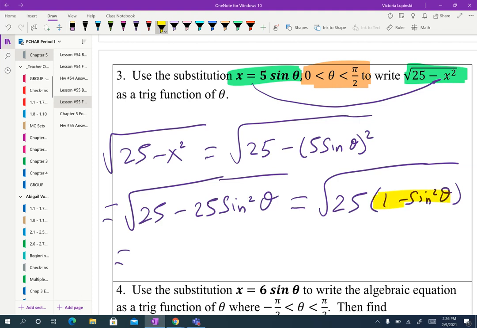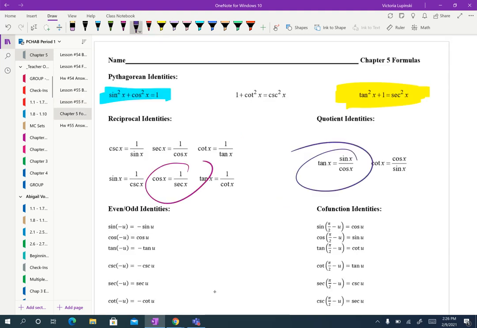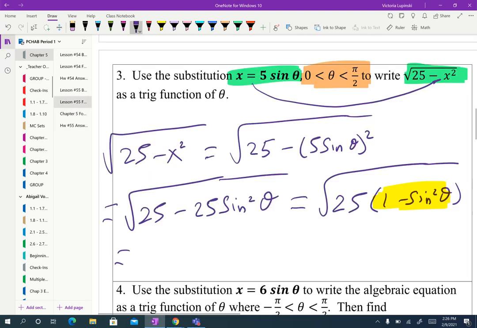Then again, 1 minus sine squared, well, that kind of reminds me of one of those identities. So back to my formula sheet, that has something to do with this first one. If I was to rewrite this as 1 minus sine squared, that would simply leave me with a cosine squared. So I'm going to go ahead and be able to replace that 1 minus sine squared theta. I can go ahead and replace that with a cosine squared theta.